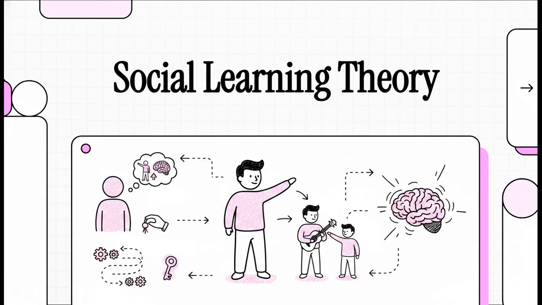Have you ever wondered why we pick up certain habits, or why kids mirror their parents' exact mannerisms, or even how we can learn a totally complex skill just by watching someone else do it? Well, the answer lies in Albert Bandura's truly groundbreaking social learning theory. We're going to explore how we are constantly learning from the world around us, and more importantly, exactly how that invisible process actually works inside our minds.